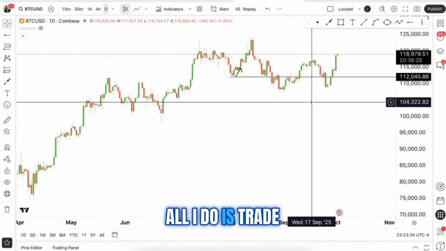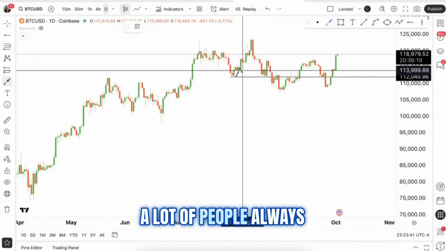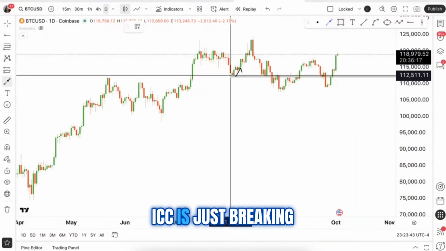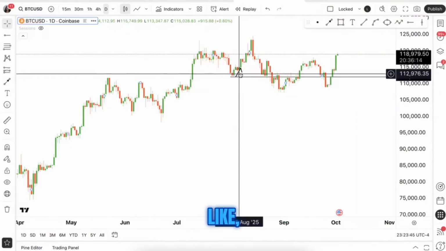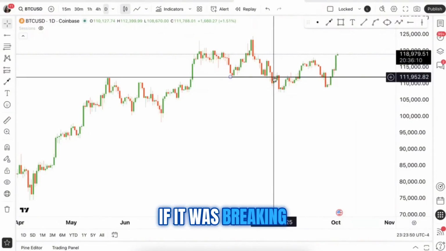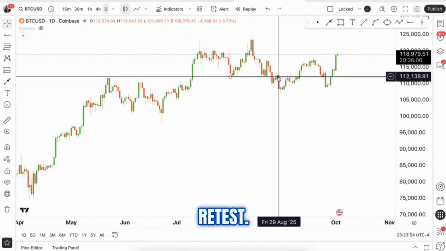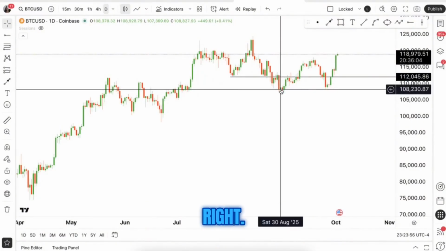All I do is trade reactions. I'm just basically explaining once again, this is not a break and retest. A lot of people always try to say, "Oh, ICC is just break and retest," and then they'll be laughing. Okay, if it was break and retest, it would be a break, retest, and then getting here, right?